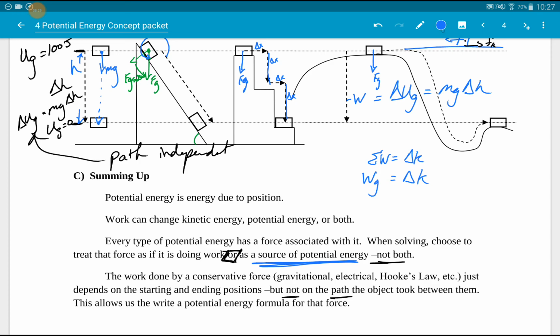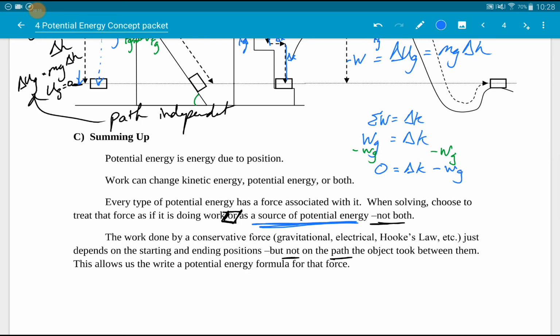Well, now let's think about this mathematically. If I wanted to take this work term and move it to the other side, how would I do that? I would subtract the work due to gravity and put it on the other side, right? And so now I'd have 0 equal to the change in kinetic energy minus my work due to gravity. But wait, if I put it on the other side, we're not thinking about it as work now. We're thinking about it as gravitational potential energy.